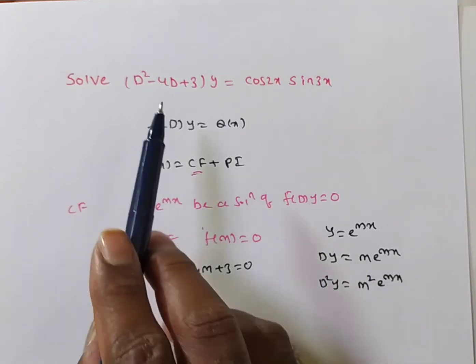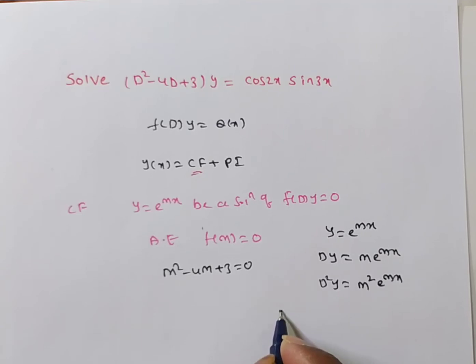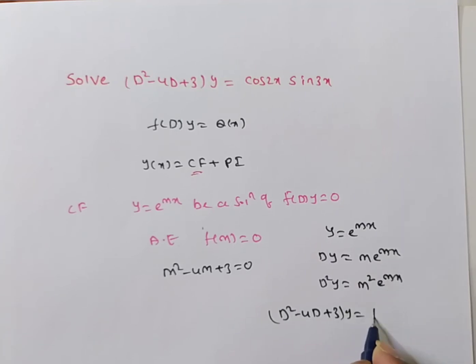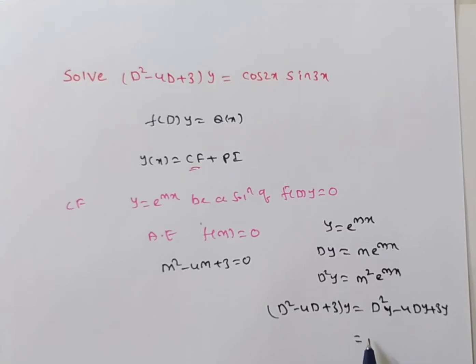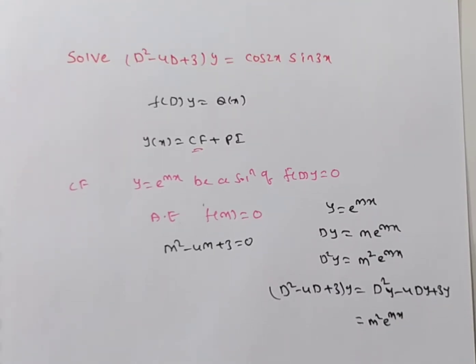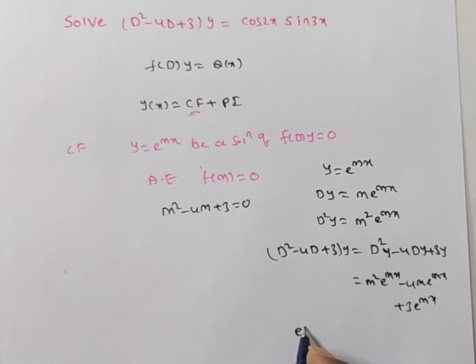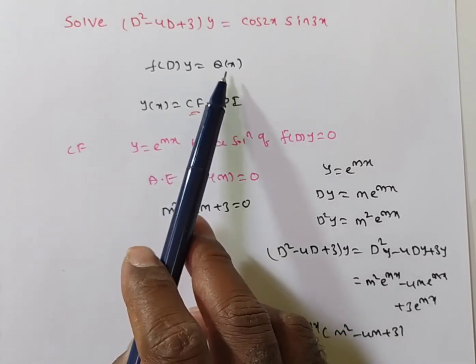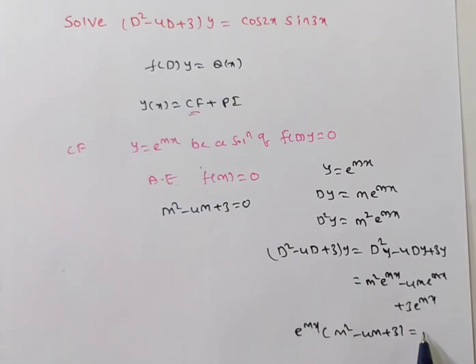Now you substitute all these values in the equation. What is the equation you have? (D² − 4D + 3)y = D²y − 4Dy + 3y. Now D²y is m² e^(mx), minus 4 times m e^(mx), plus 3 times e^(mx). From all this you can take e^(mx) common, then we will have m² − 4m + 3. Now to find the complementary function we are taking Q(x) as 0. So this is equal to 0.